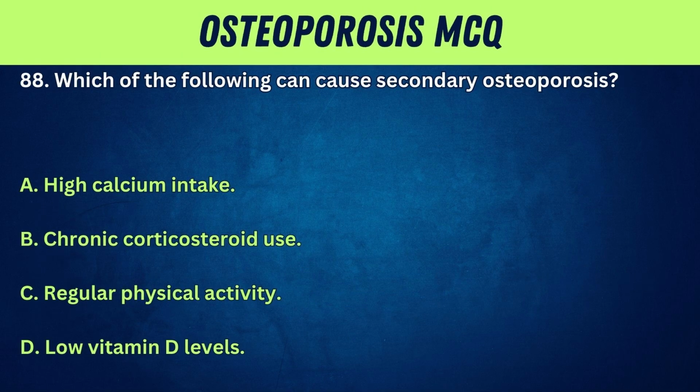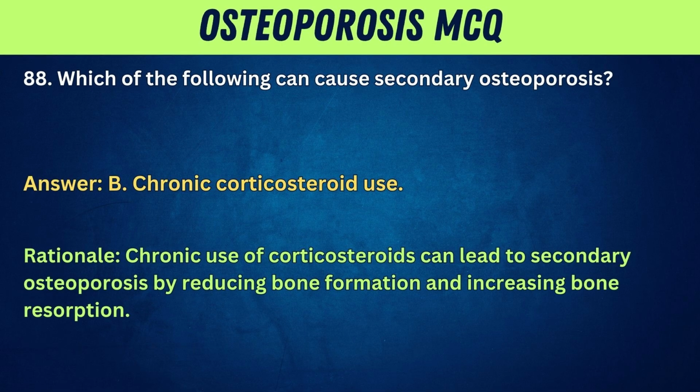88. Which of the following can cause secondary osteoporosis? A. High calcium intake. B. Chronic corticosteroid use. C. Regular physical activity. D. Low vitamin D levels. Answer: B. Chronic corticosteroid use. Rationale: chronic use of corticosteroids can lead to secondary osteoporosis by reducing bone formation and increasing bone resorption.